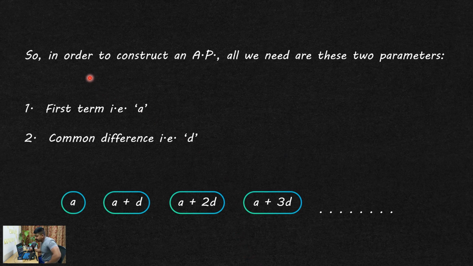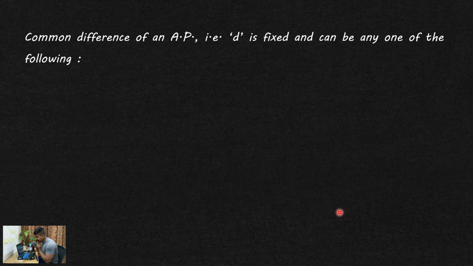Alright, so in order to construct an AP, all we need are these two parameters: the first term, that is A, and the common difference, that is D. So the first term becomes A, the second term becomes A plus D, the third term becomes A plus 2D, then A plus 3D, and so on. The common difference of an AP, that is D, is fixed and can be one of the following.